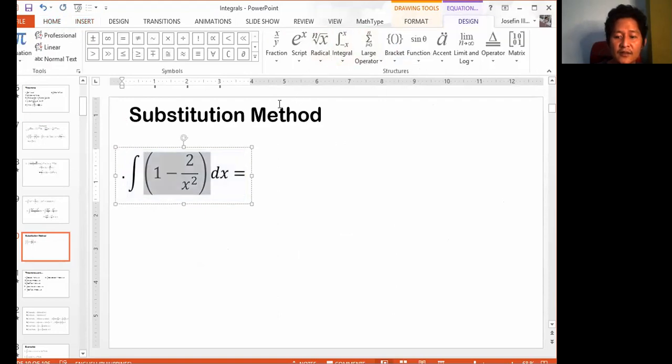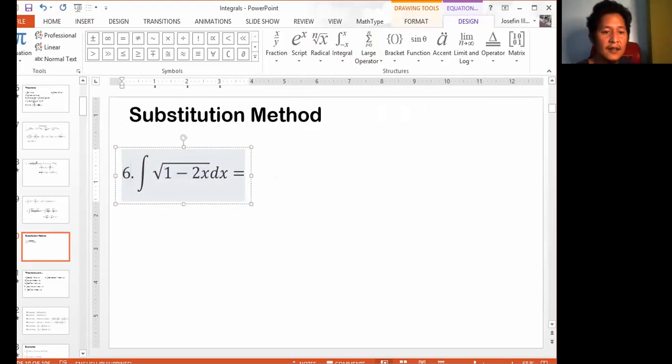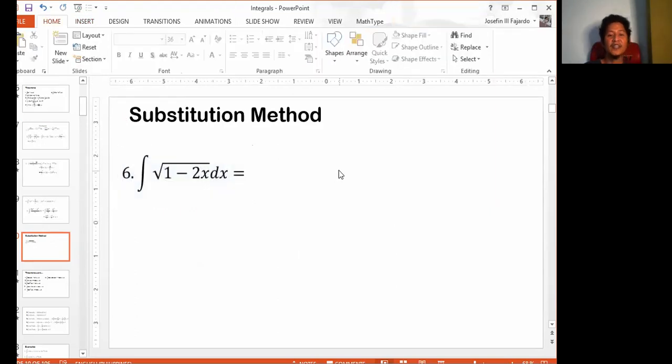Okay, so let's have, say, the integral of 1 minus 2x dx. Okay, let's have this. So how do we find the integral of this function? So we have the integral of 1 minus 2x dx.